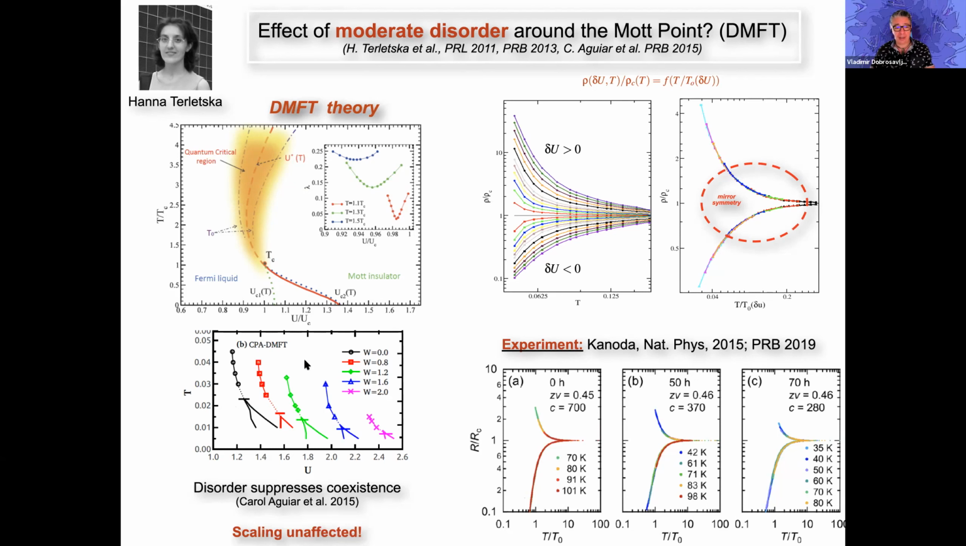But he in fact did more, and he applied disorder to this system, and he found that indeed, just like our previous theory by Carol Ogiar predicted, the critical interaction U shifts up, so the metal is enhanced and the insulator shrinks, but also the coexistence region, or the temperature of the critical endpoint TC, is suppressed. Nevertheless, this high temperature region, which now becomes broader as we suppress the coexistence region, is apparently not changed at all.